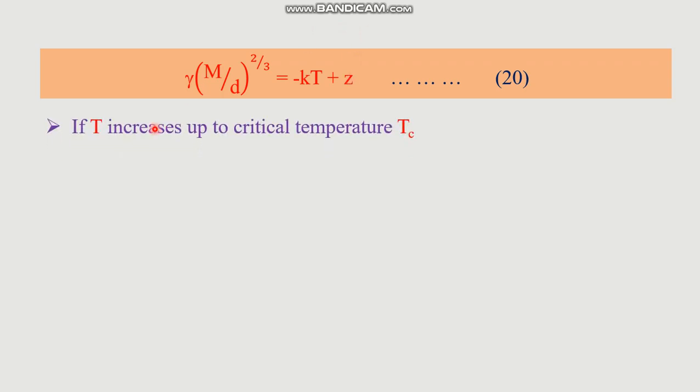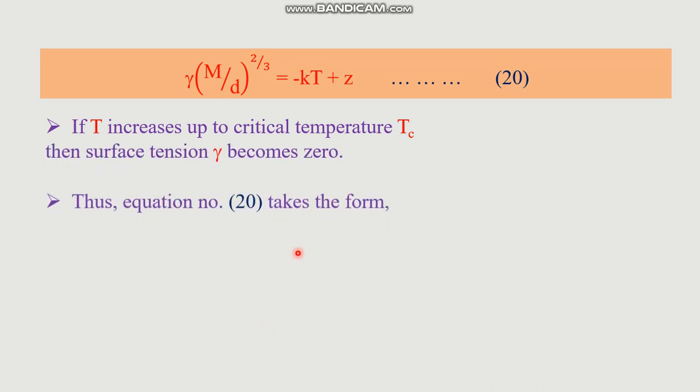So if T increases up to the critical temperature Tc, then surface tension becomes 0. Thus equation 20 takes the form, what should be the form? Just put Tc in place of T and put 0 on the left hand side, like this. So 0 on the left hand side equals minus k Tc plus z. So what is the value of z? It is nothing but k Tc. So let us put this value in equation number 20. Here we should put k into Tc.